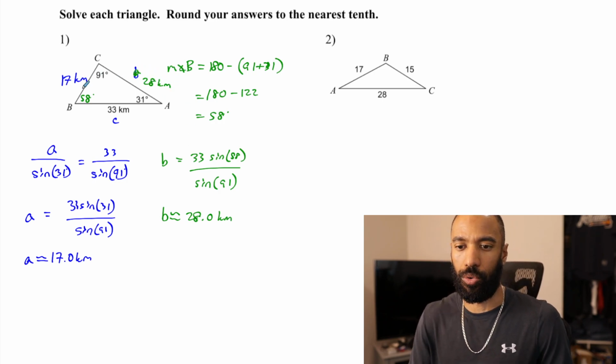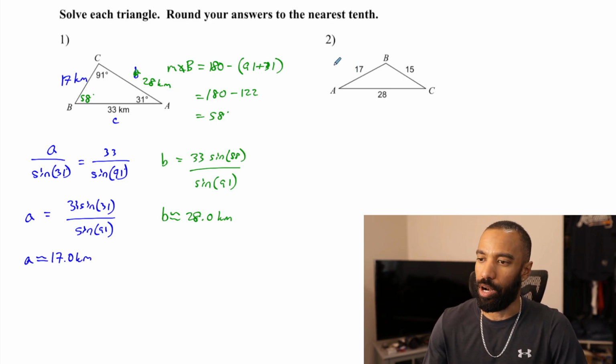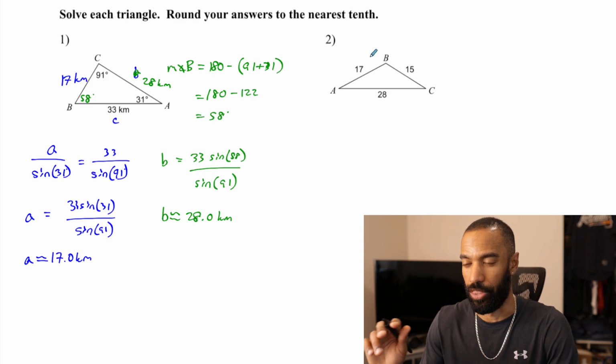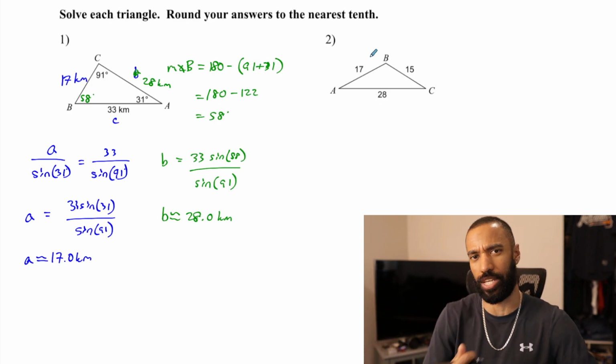Okay, and that's solving the triangle. We found those 3 missing parts. Let's go to number 2. We're given only 3 side lengths. We don't have any angle measures. This is a job for law of cosines.